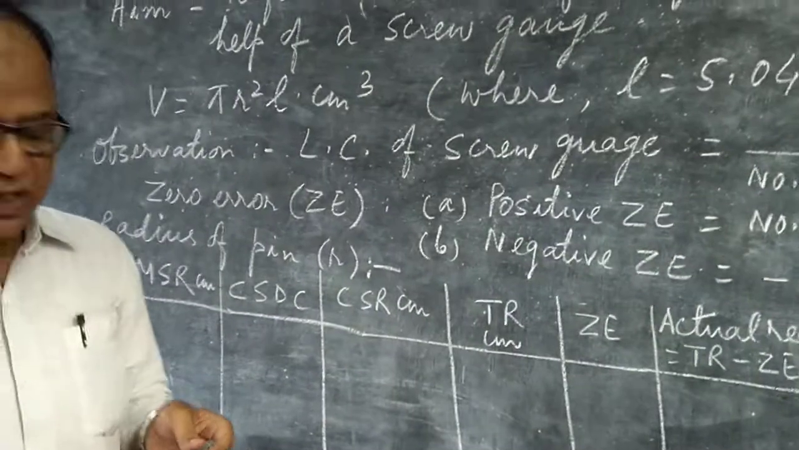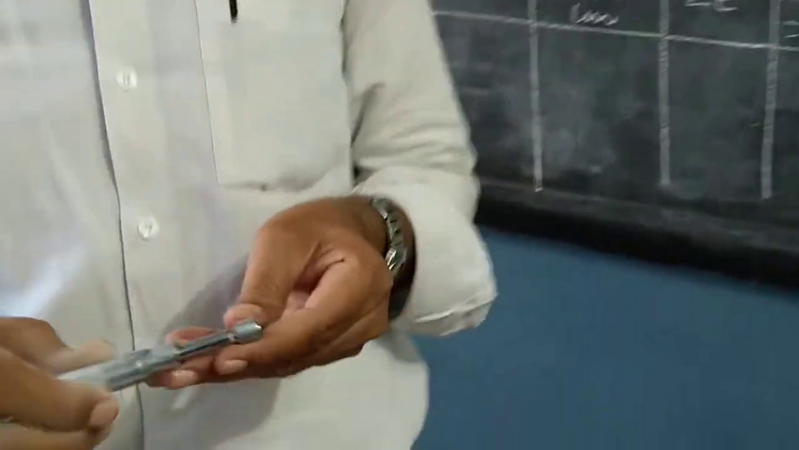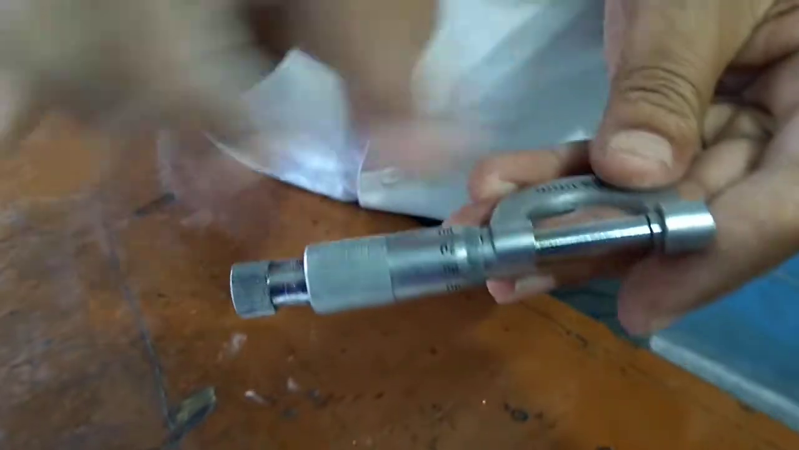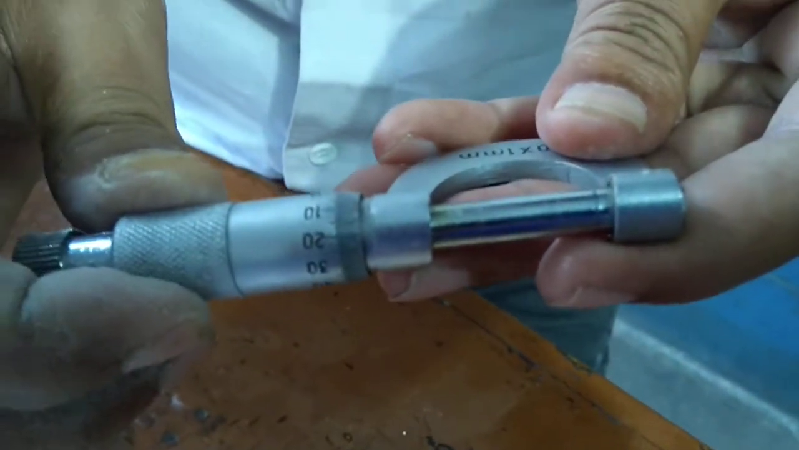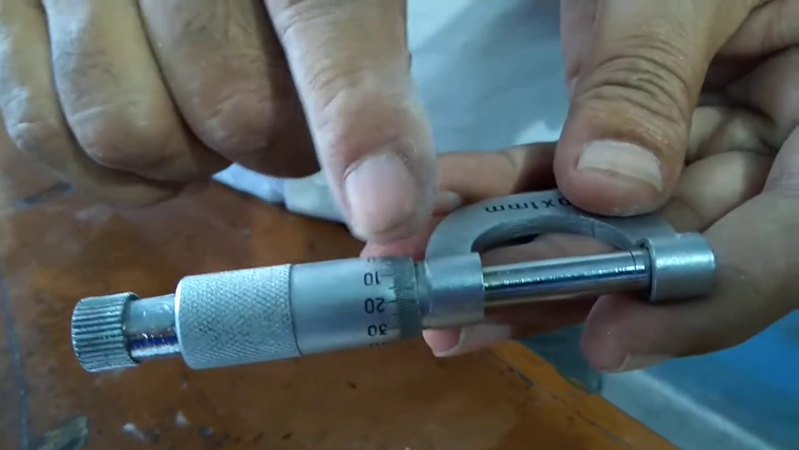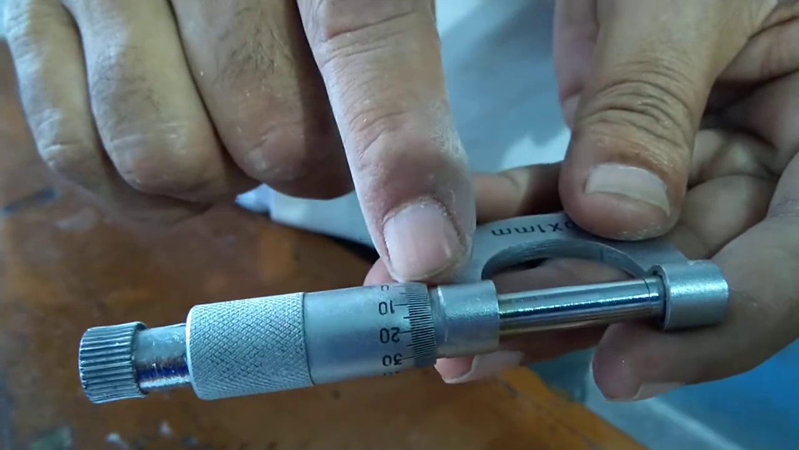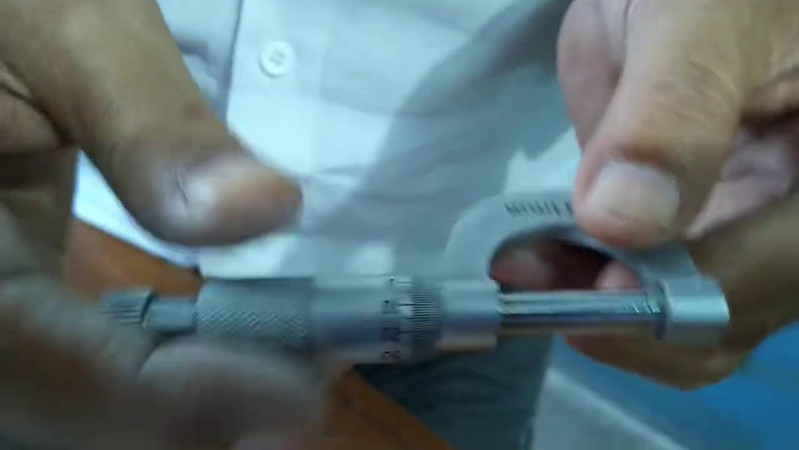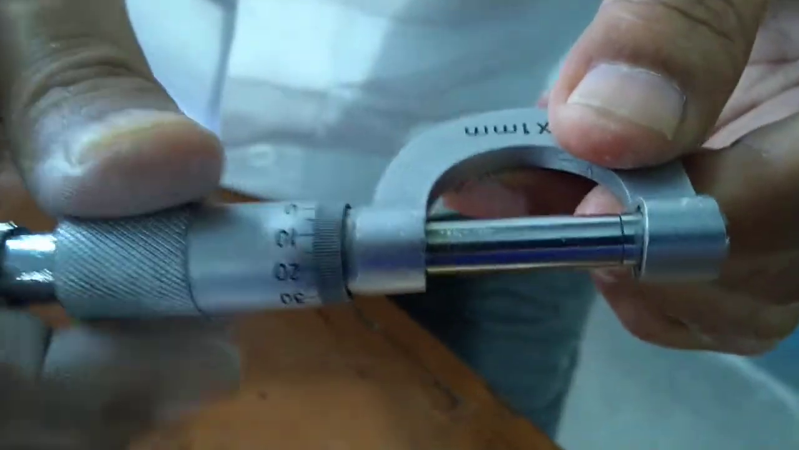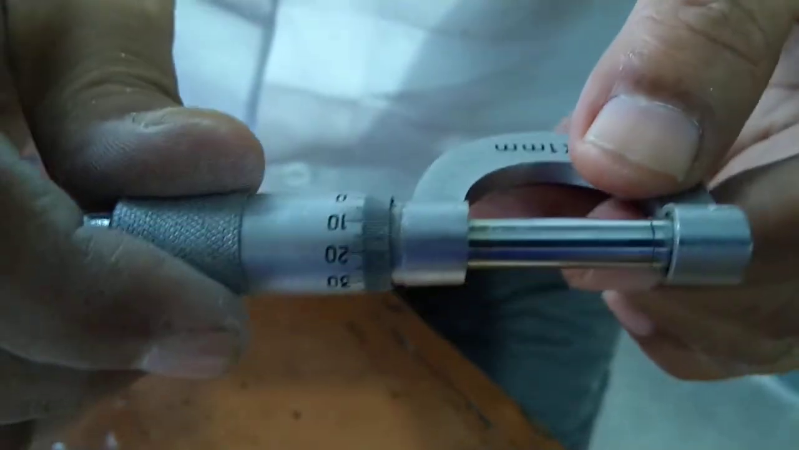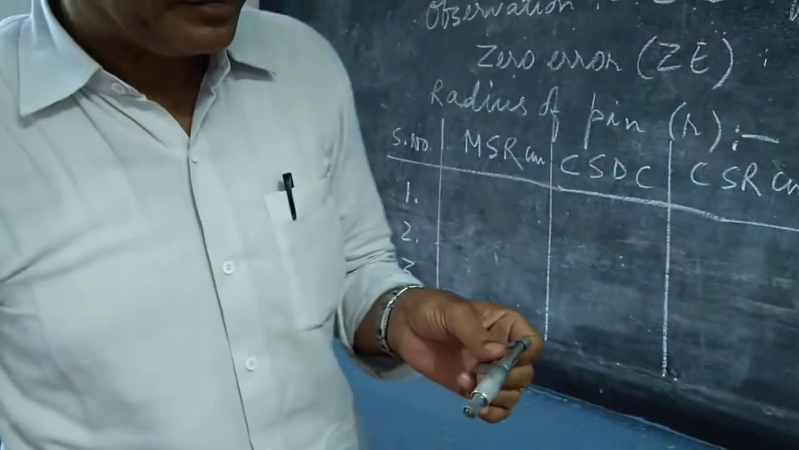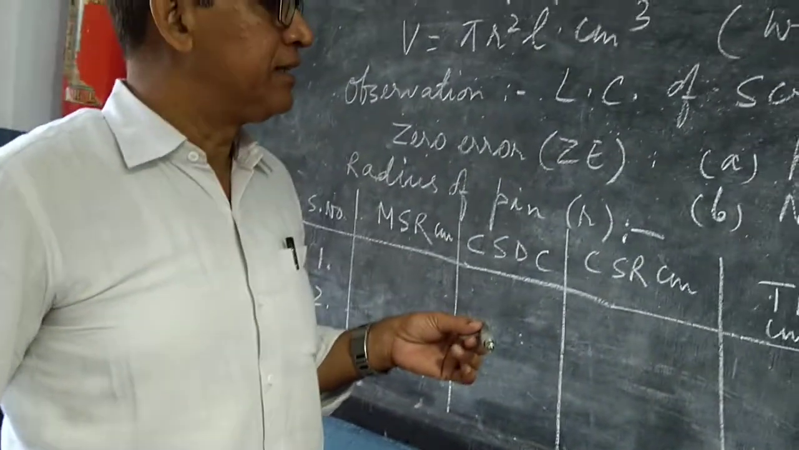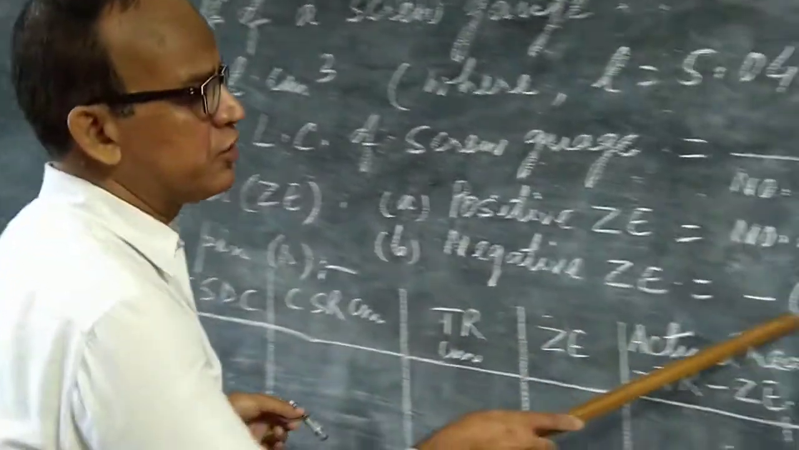So this is the least count of the screw gauge. Now we find out the zero error. When these two are in contact, and the zero of the circular scale coincides with the baseline of the main scale, then this instrument is free of zero error. If the zero is above or below the baseline, then it has zero error. If it is above the baseline, then it is negative zero error.